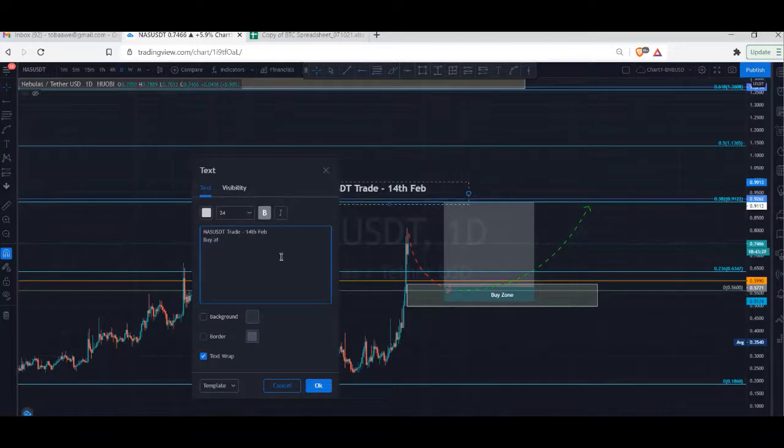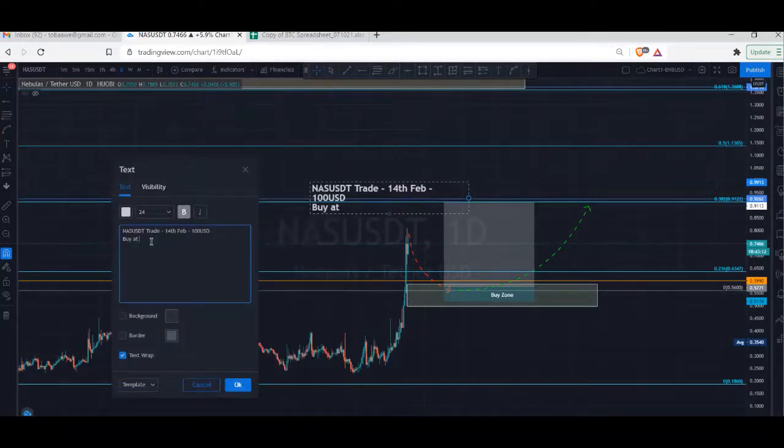So now I'm going to break my buy. Buy at what price? Now when you want to buy, let's say I want to use 100 USD for this trade. I can say buy at, the first buy, let me start with 0.6, which is this. Buy at 0.6347. Maybe that's the rate.